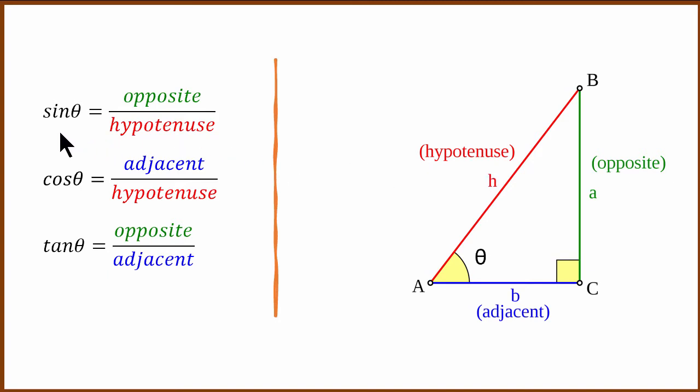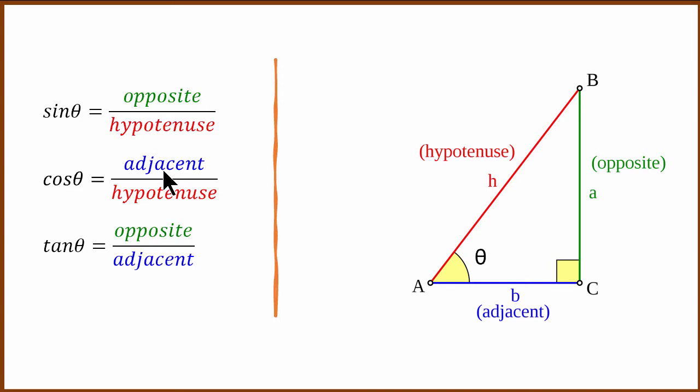Now we have three important ratios: sine, cos, and tan theta. They are all defined as a ratio of two sides. Let us see which sides they are. First, let's look at sine theta. Sine theta is defined as the opposite side divided by hypotenuse. The side which is green in this case, divided by the hypotenuse, which is in red.